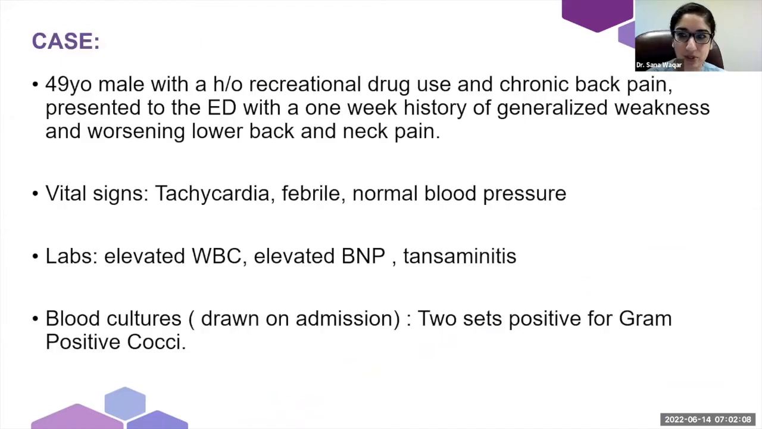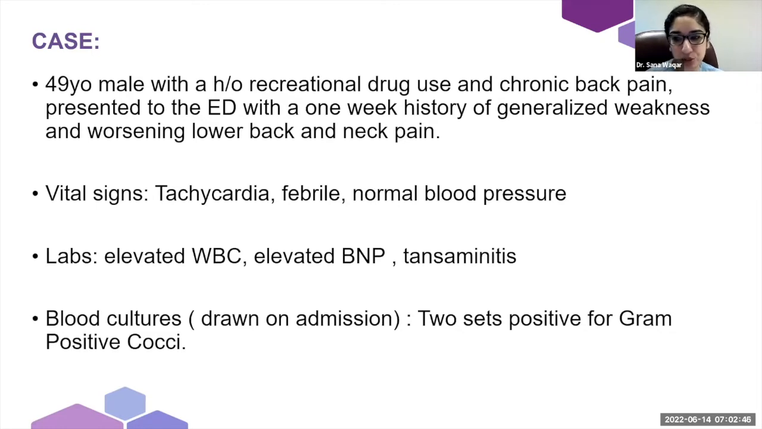So this is a patient that was on our service last month. He's a 49-year-old male with a history of recreational drug use. He does report injection drug use, and he also has chronic back pain. He presented to the ED with a 1-week history of generalized weakness and worsening lower back and neck pain. On initial examination, he is tachycardic, had a fever, but his blood pressures were fortunately within normal limits. Labs: he had elevated white blood cell count, an elevated BNP, and transaminitis. So his AST and ALT, his liver enzymes, were elevated.